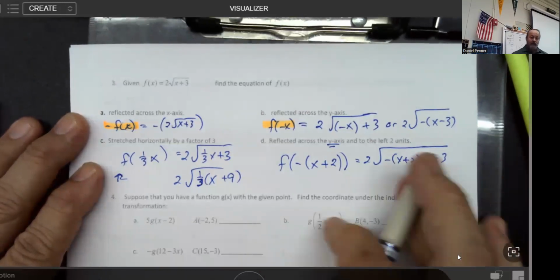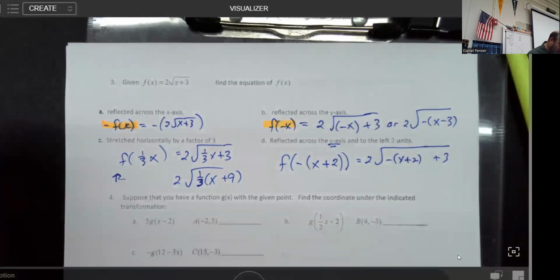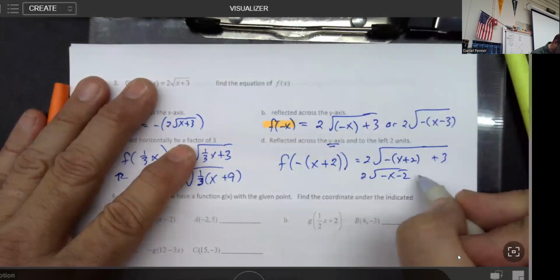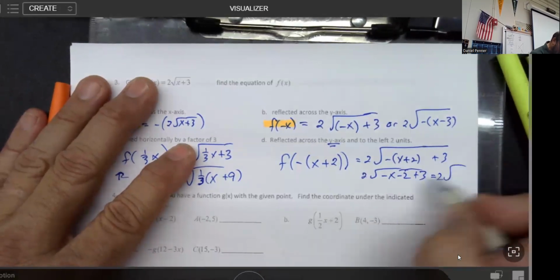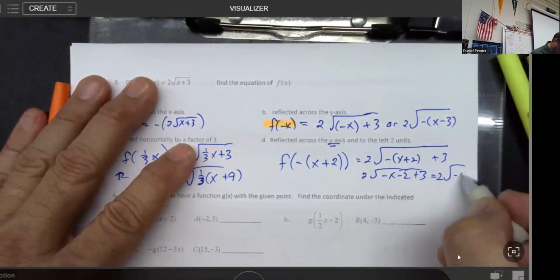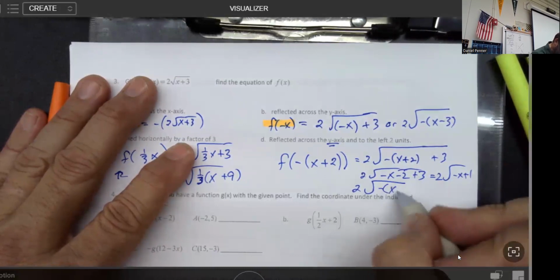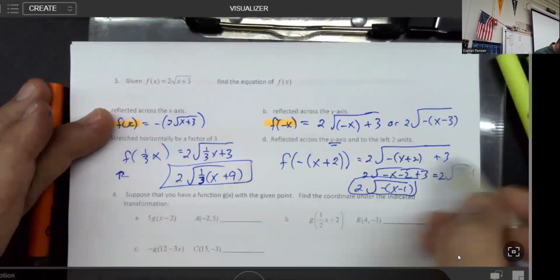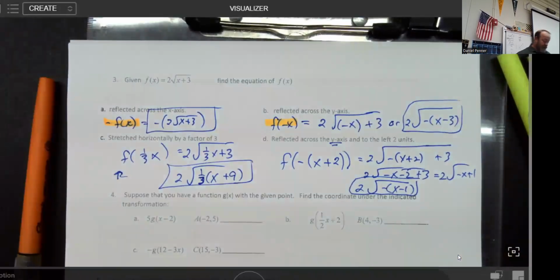Now, this is a valid answer, but it would be really nice to clean it up ever so slightly. And so I have 2, I've got a negative x minus 2 with a plus 3, or in other words, negative x plus 1. So my final answer would be like this, and this would again be the preferable answer in each case. Okay, so hopefully that works pretty well.